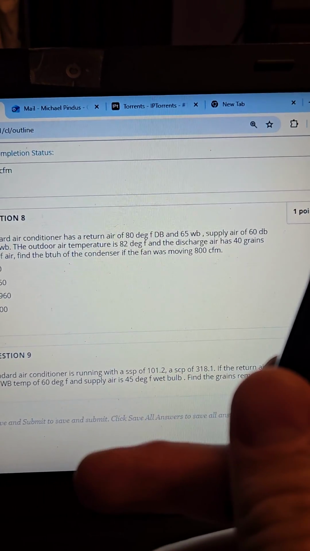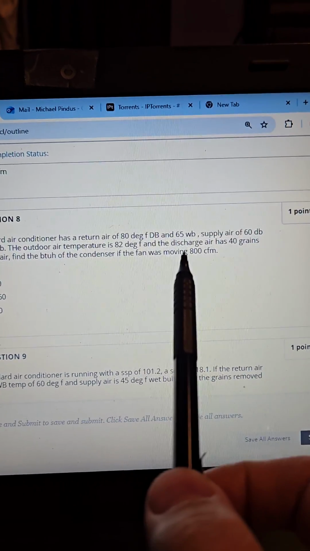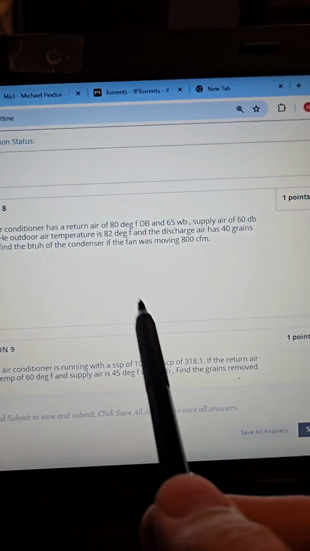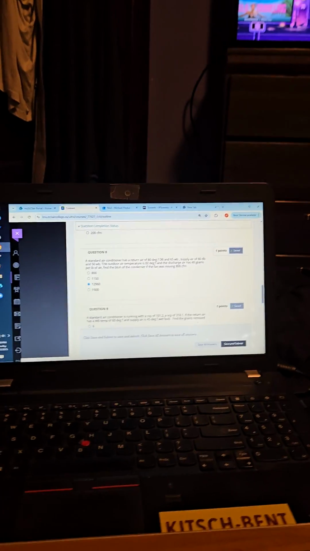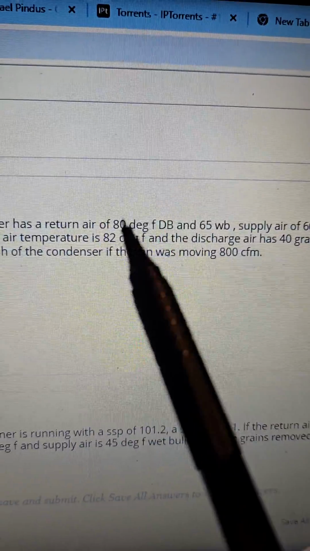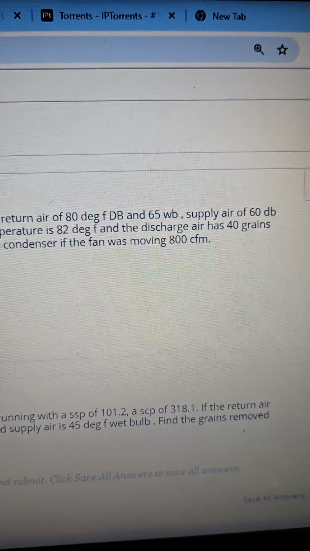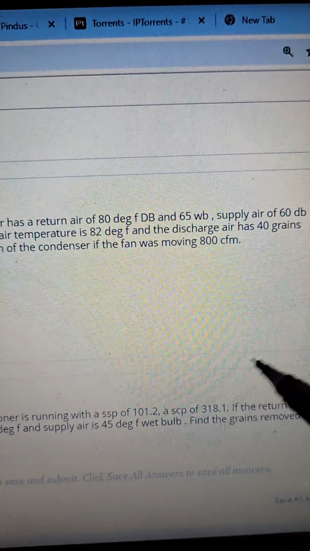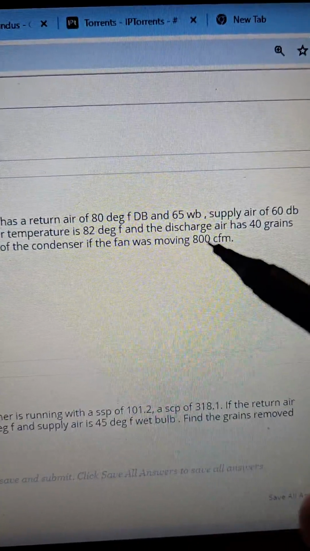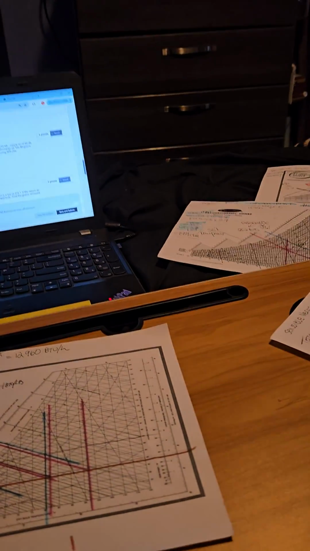However, we are going to plot it because I'm going to try to avoid making videos. If I can get the point across in these 2 questions for every question, then I'll do this. So all we have for our condenser side is 82 degrees Fahrenheit and a discharge of 40 grains, right? So this is your OAT dry bulb, and you need your discharge air dry bulb. But all they give you is the 40 grains. So before we do that, there are a few things you need to know.